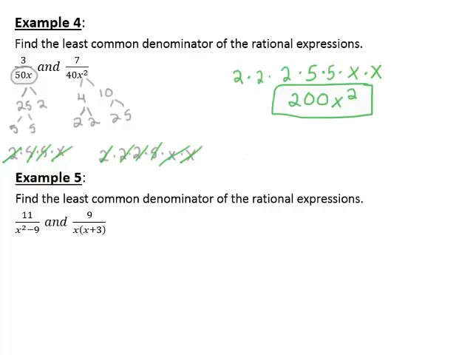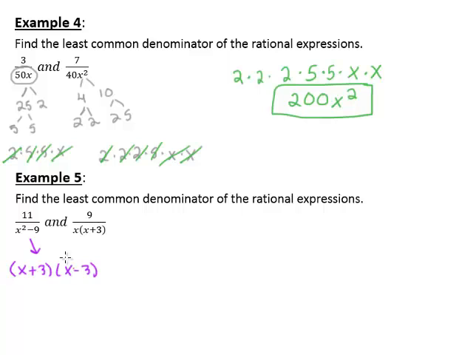I actually think it's a little bit easier whenever we deal with stuff like on example 5. We have to factor, which makes it a little tricky, but x squared minus 9, remember, factors into x plus 3, x minus 3. The second fraction here is already factored. If it wasn't, we'd try to factor it.